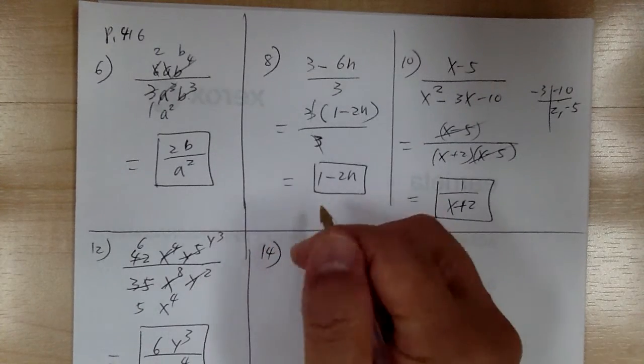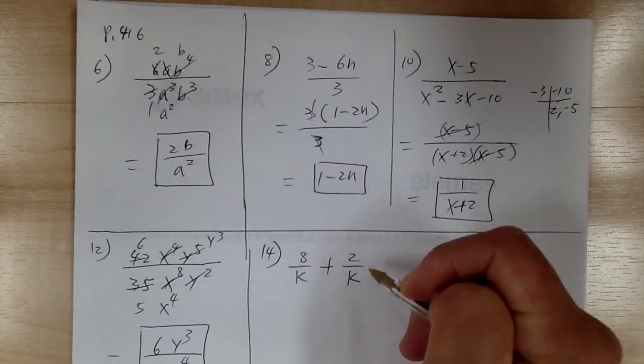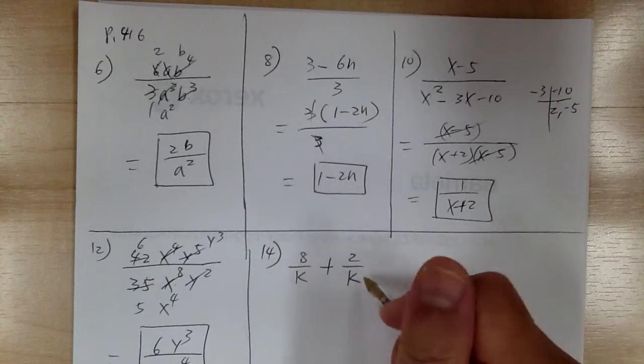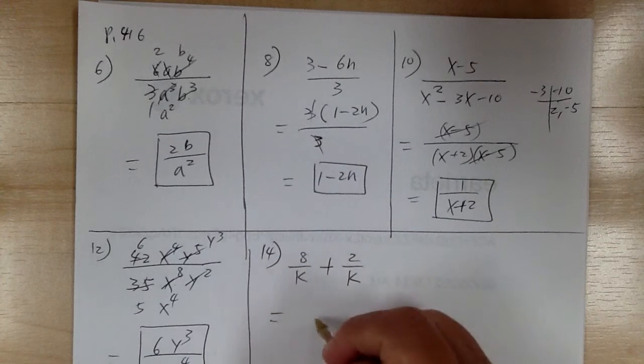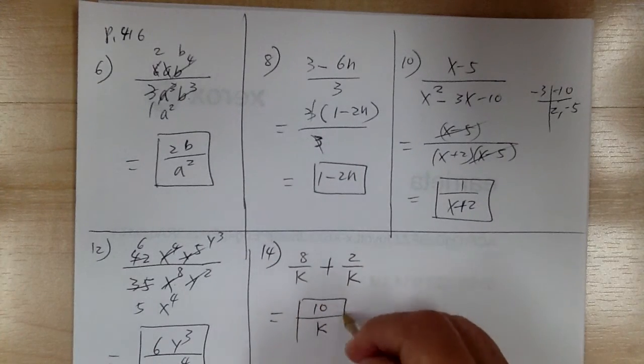Okay, number 14, you got 8 over k plus 2 over k. Whenever you're going to add fractions, the first thing you need to check is that you have a common denominator. In this case, yes, it's a common denominator, so you can go and add. So this would be just 10 over k.